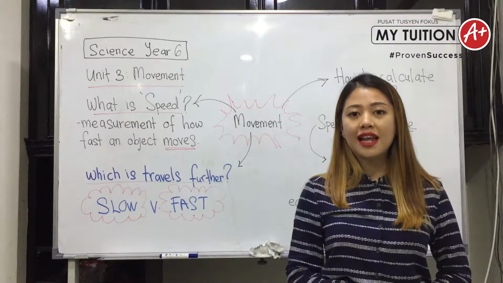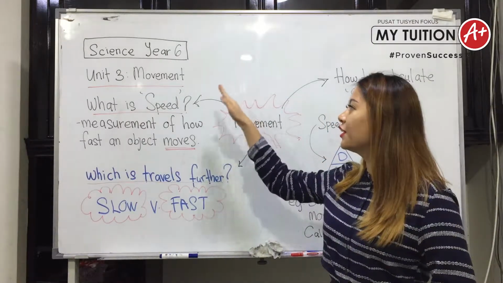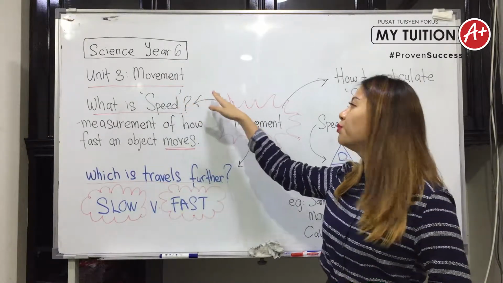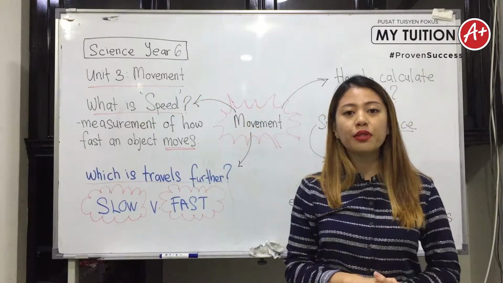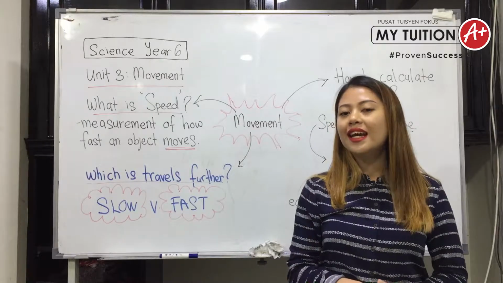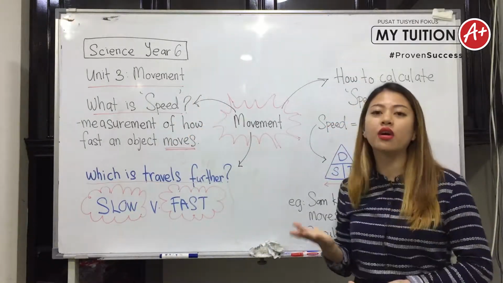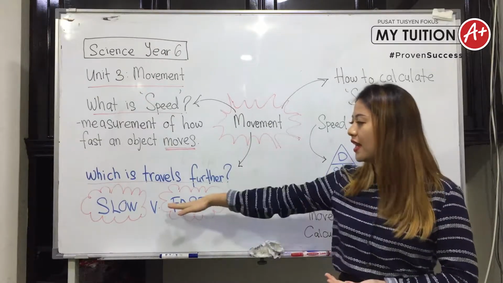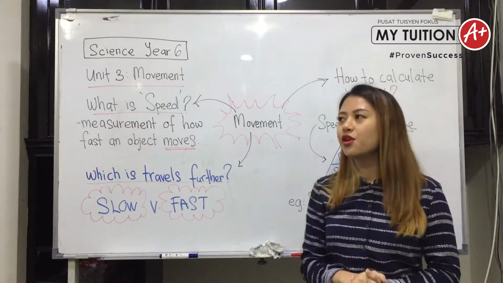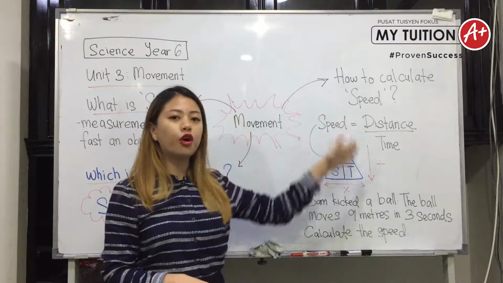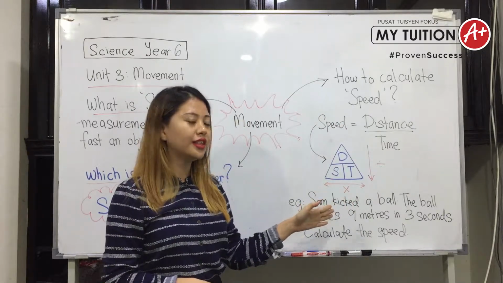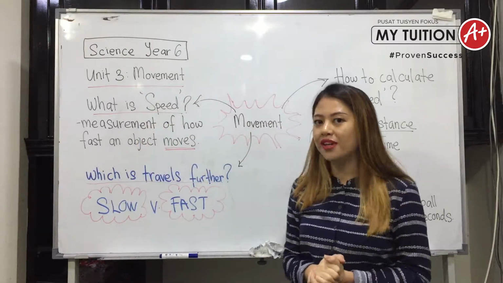Today, I'll be giving a class on Science Year 6, Unit 3, Movement. So we'll be talking about three components. Firstly is the concept of speed, and then we'll be comparing which travels faster in this section. And then lastly, we'll be talking on the formula to calculate speed. So let us go through it one by one.